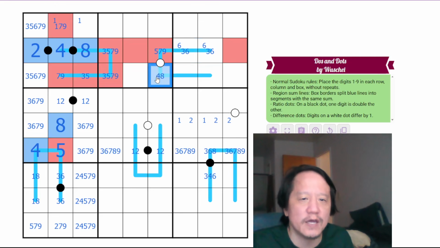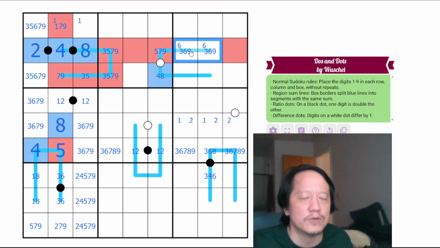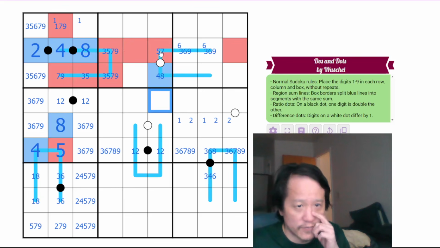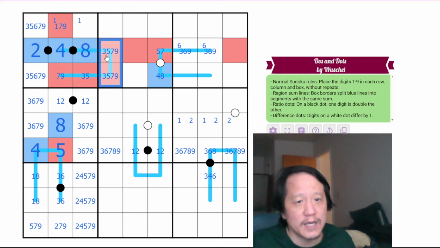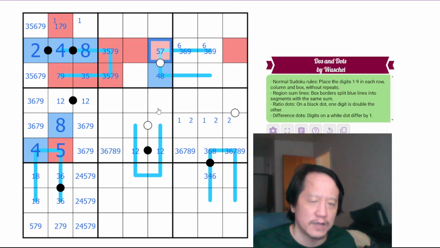Or this is 8 and 7 with 6 and 9. Cannot be 8 and 9 because that would add up to 17, but you can't have two other digits here add up to 17 without an 8. So this is 5 or 7, which means this cannot be a 5-7 pair here, adding up to 12, because that would eliminate all possibilities for that cell there.